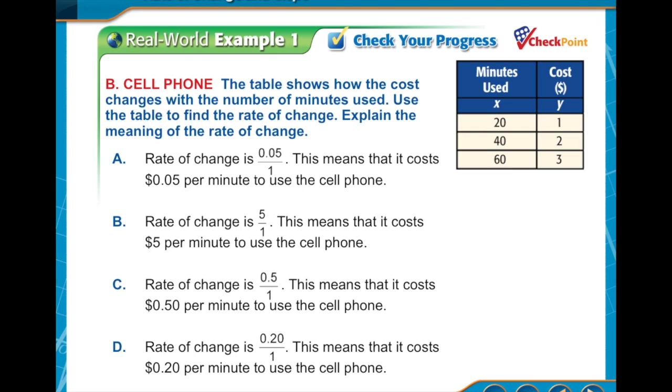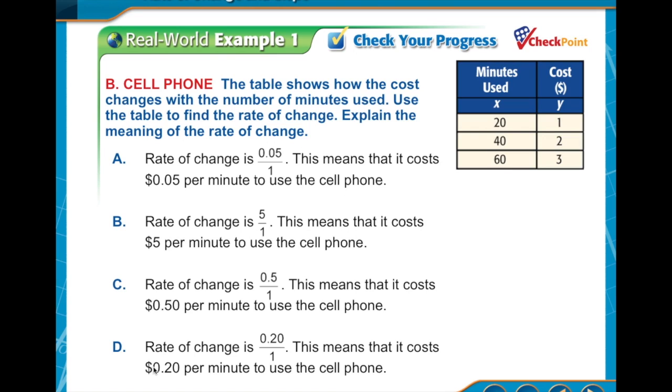Okay, so here is one for us to figure out. So this table is what you need to have down for this example. Within the table, we see cost as our y variable in dollars. X is the number of minutes used. So we see this is a cell phone plan. So the cost changes with the number of minutes. So the more you talk on the phone, the more it costs. We can use the table to find the rate of change to see how fast the money is being spent based on how many minutes. So we can also explain the meaning of the rate of change.